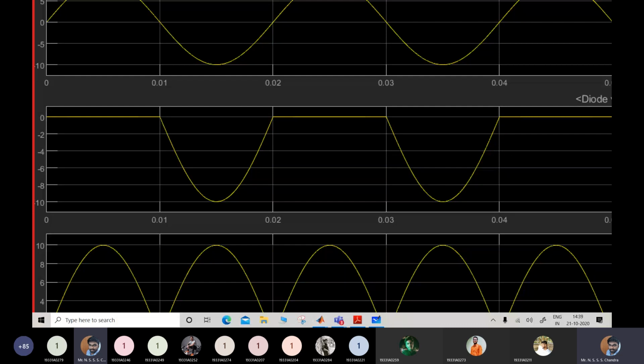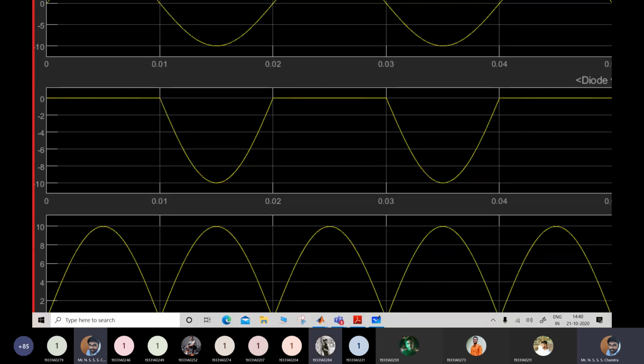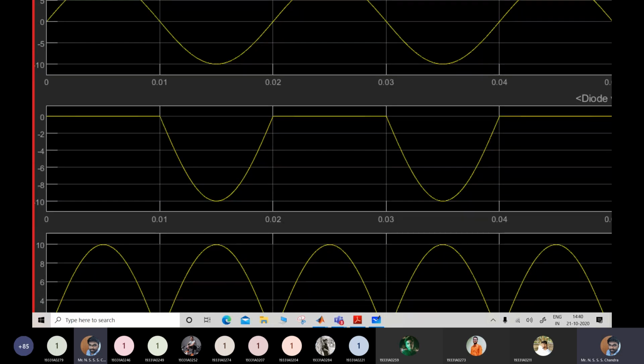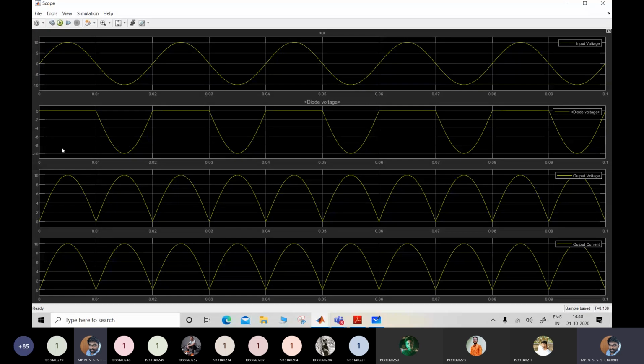So what is the peak inverse voltage? Can you tell the peak inverse voltage across the diode in this configuration? Please tell me what is the peak inverse voltage you are finding from this diagram. 10 volts. So here you have the minus 10. It's your peak voltage across your diode, the peak inverse voltage. So peak inverse voltage is equal to 10 volts. It is the same as your supply voltage. And then this is your output voltage.